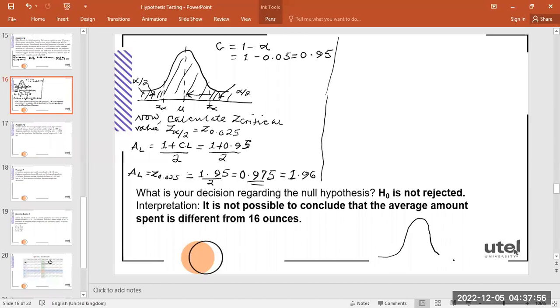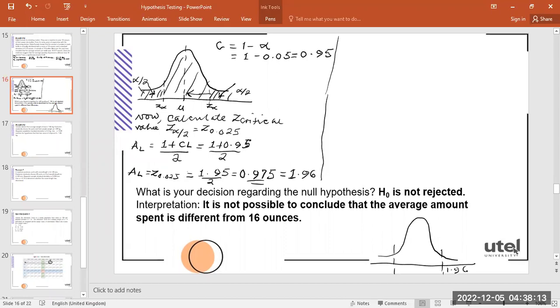If this is our distribution again, what this is simply telling us is that this to the right here is 1.96, while to the left here is minus 1.96. And of course, this is mu. Now, this is our Z critical. We are now going to calculate our Z calculated and then compare it with the Z critical and see whether it is within the rejection region or fail to reject region.